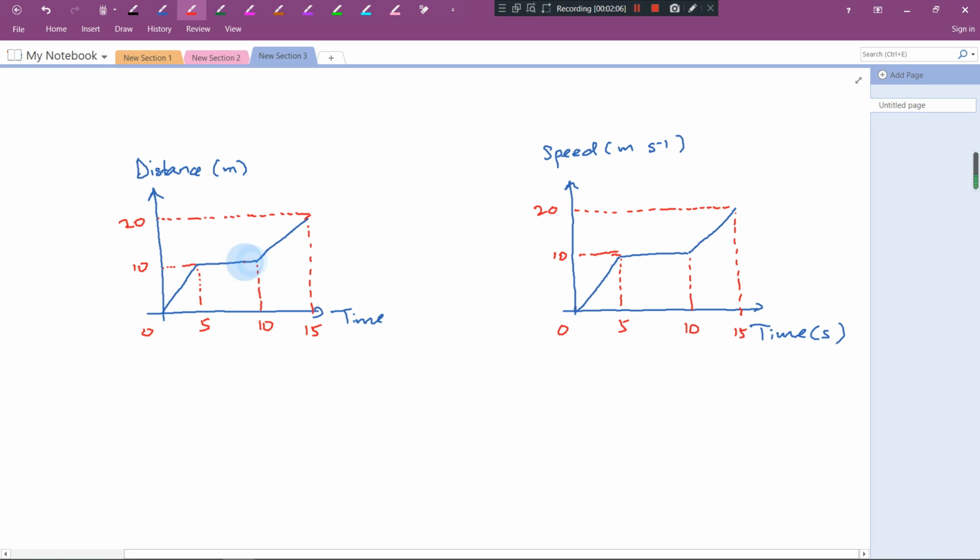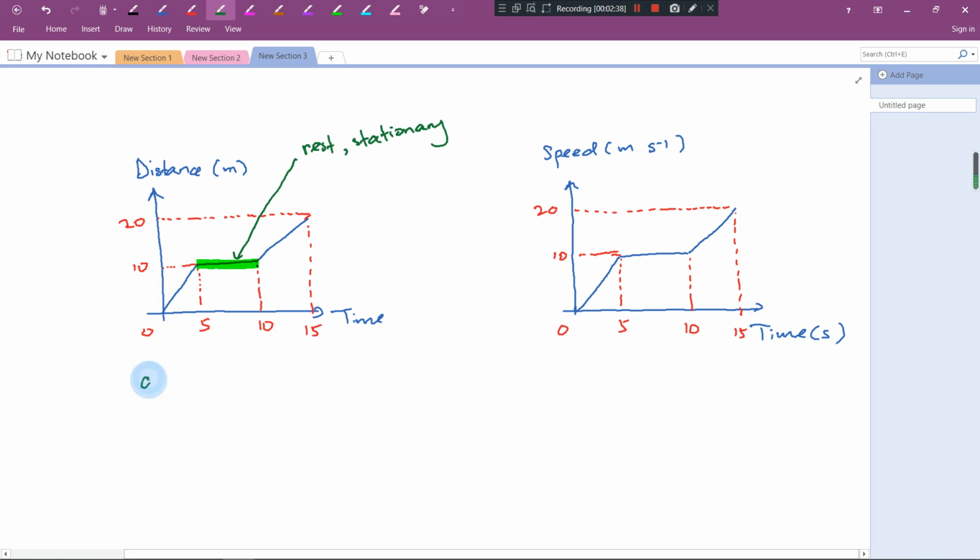So after that, in this period, the distance of the particle from the beginning point remains unchanged, right? Always 10 meters. So in this period, the particle rests or is stationary, doesn't move. And then after 10 seconds, the particle starts to move again. And the total distance travelled for this entire journey is 20 meters.